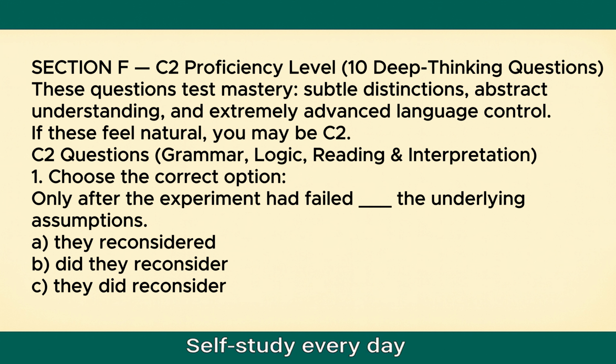Section F. C2 proficiency level. 10 deep thinking questions. These questions test mastery, subtle distinctions, abstract understanding, and extremely advanced language control. If these feel natural, you may be C2. C2 questions: grammar, logic, reading, and interpretation. 1. Choose the correct option. Only after the experiment had failed did they reconsider the underlying assumptions. A. They reconsidered. B. Did they reconsider? C. They did reconsider.